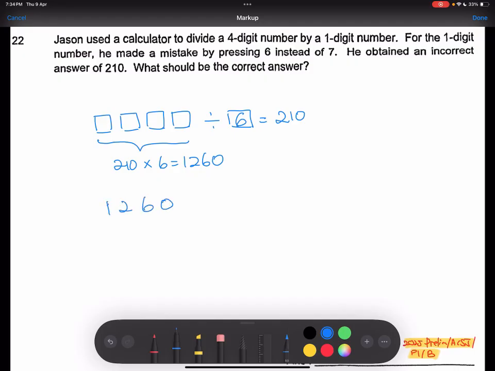1260, which is the original 4-digit number, divided by 7. 1260 divided by 7. 7 times 8, 56. 0, 0. 180. That's our answer. 180.